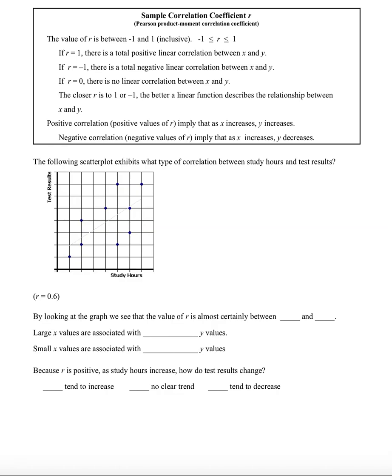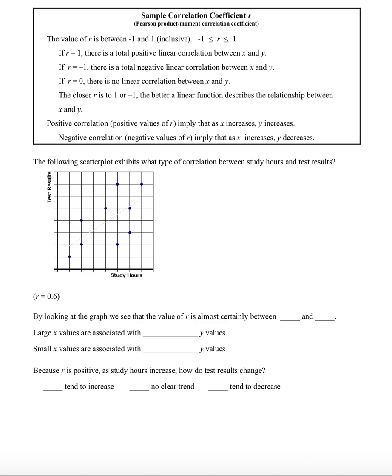The sample correlation coefficient R is always between -1 and 1. If the correlation coefficient is 1, then this indicates a total positive linear correlation between the variables x and y. If, on the other hand, R is equal to -1, it indicates a total negative linear correlation between x and y. Both 1 and -1 indicate perfect correlation.